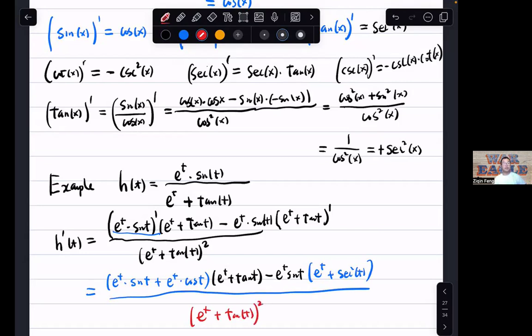This is how we differentiate this big function with trig functions and an exponential function involved. Apply the quotient rule and product rule all together, and for sure you have to use the sum rule.